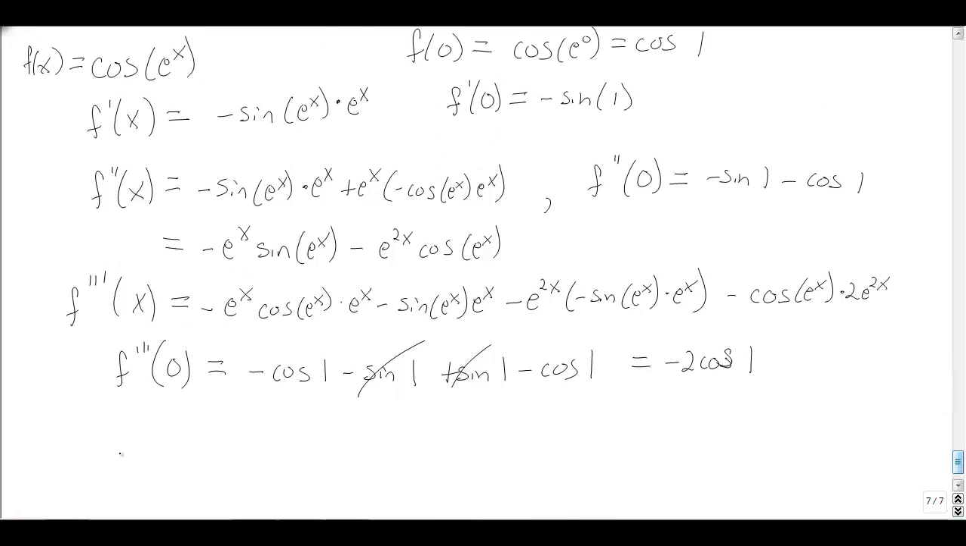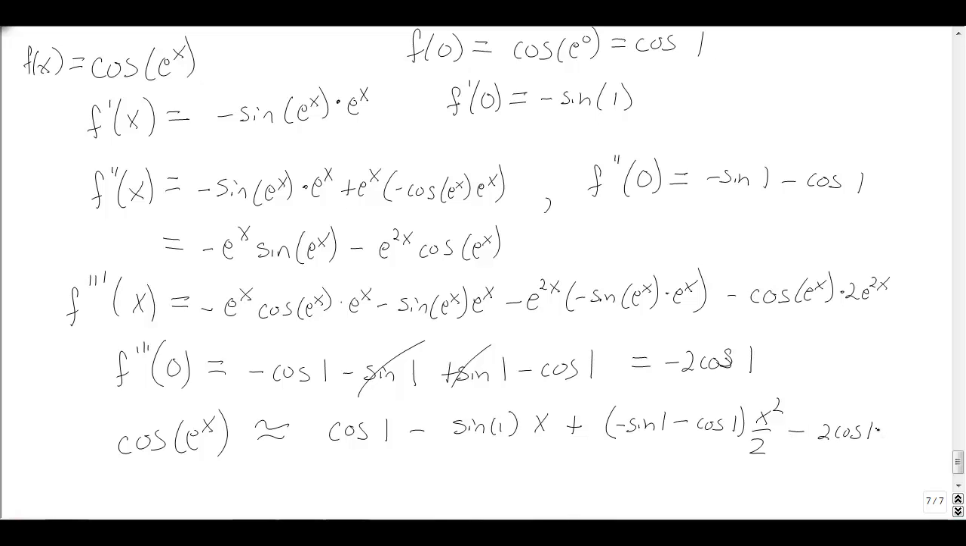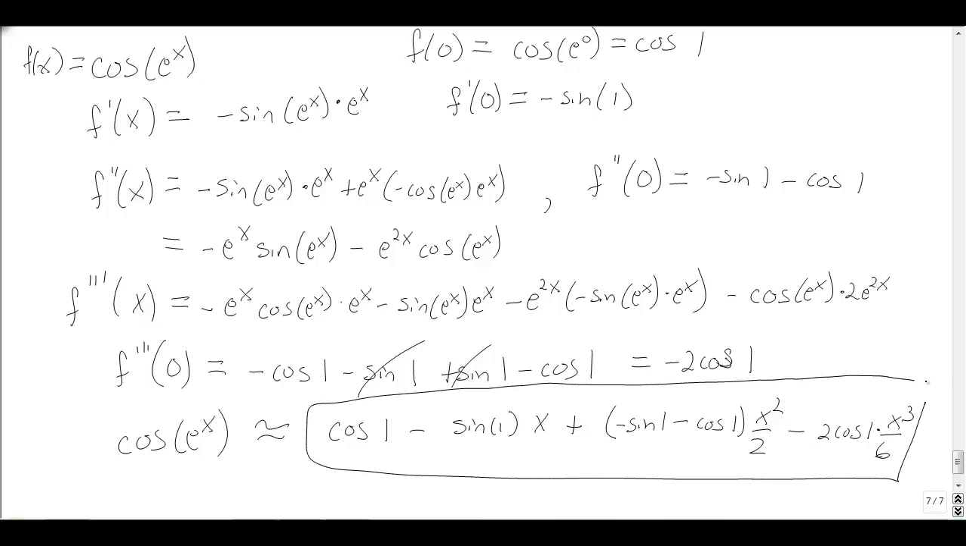But what I get is that cosine e to the x, as a series, it's going to be cosine of 1. My x term is going to be a sine 1 times x over 1 factorial, plus my x squared term is going to be really negative sine 1 minus cosine 1 times x squared over 2 factorial, and my x cubed term is going to be a minus 2 cos 1 times x cubed over 3 factorial, which is 6. So this should be my ugly answer here.